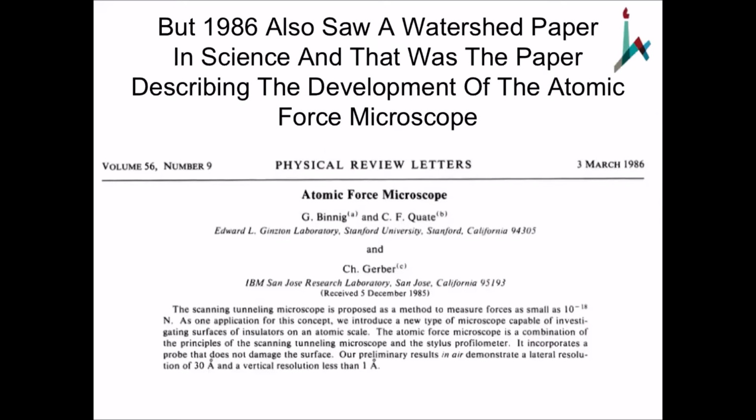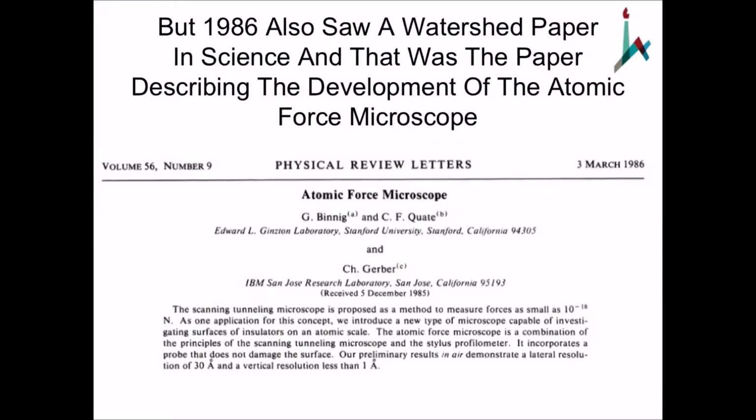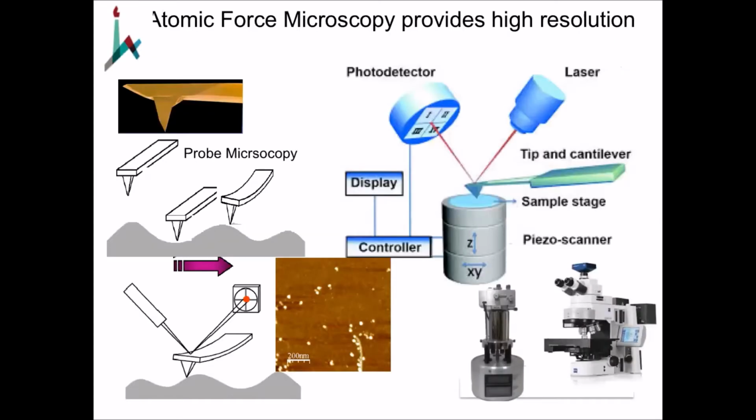The same year, I think this was received in May, but in March of that year was the discovery of one of the most important instruments that we know of the past century, and that's the atomic force microscope by Binnig, Quate, and Gerber. And Binnig was the one who originally invented the scanning tunneling microscope. And this was really a watershed discovery that has led to many, many things, and certainly has led to near-field optics. So how does this microscope work?